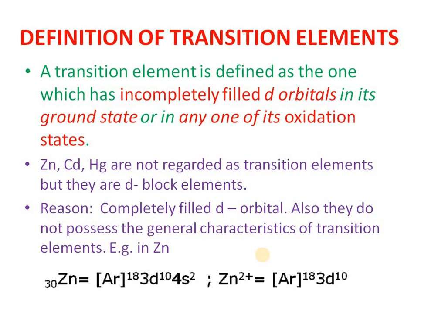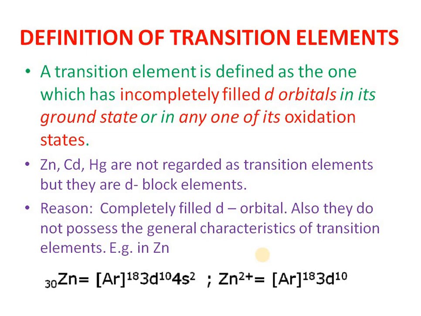Now the point is definition. A transition element is defined as the one which has incompletely filled d orbitals. So d orbitals are incompletely filled. This is the prime condition, in its ground state or in any of the oxidation states. For example, in Fe and Fe2+, Zn and Zn2+.